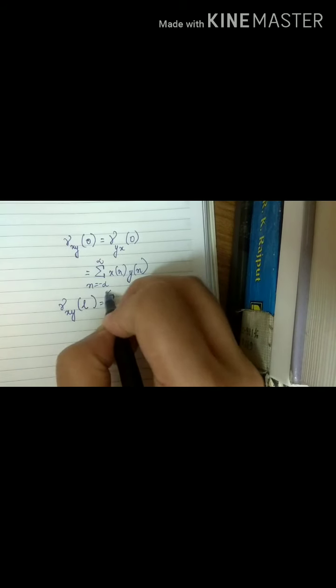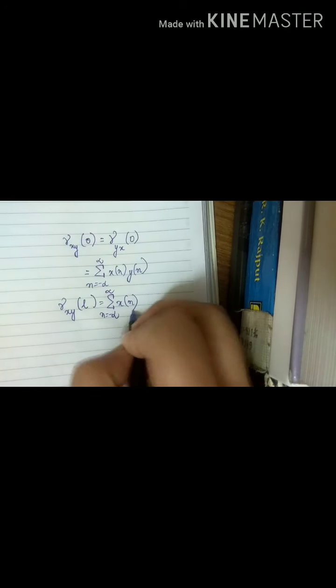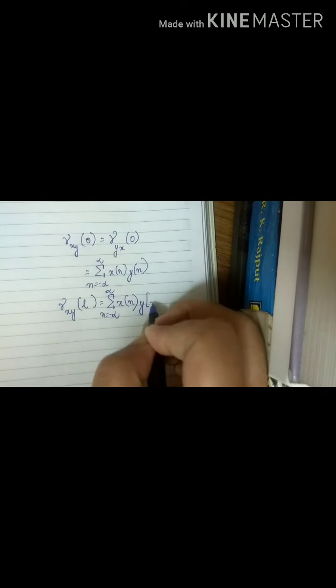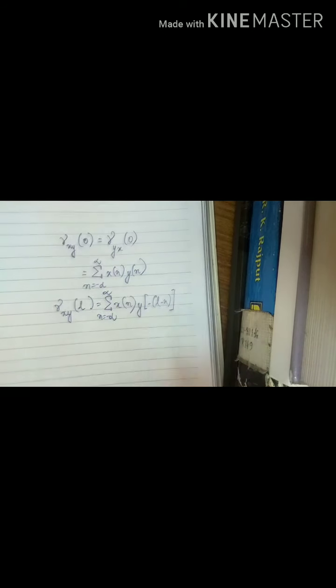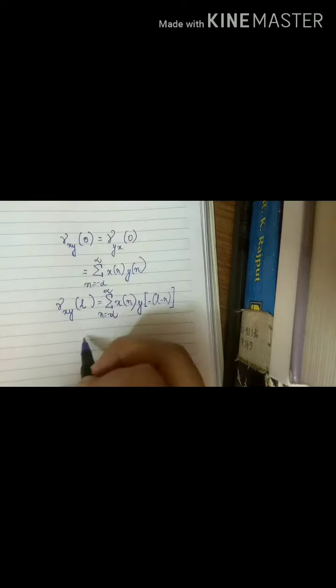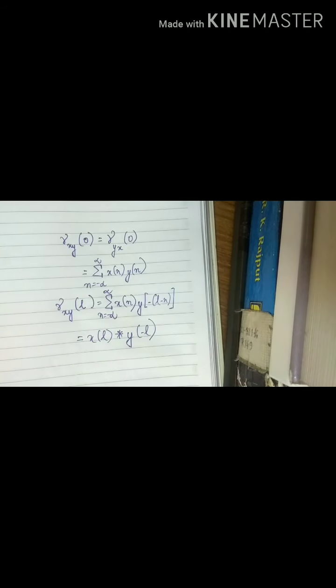gamma xy(L) equal to summation of n ranging from minus infinity to plus infinity x(n). We are taking out the minus sign common, so minus of, within the brackets, this will become L minus n. In terms of convolution, I can write this as x(L) convoluted with y(minus L). So we can say from this last equation that correlation is essentially the convolution of two sequences in which any one of the sequences is reversed.